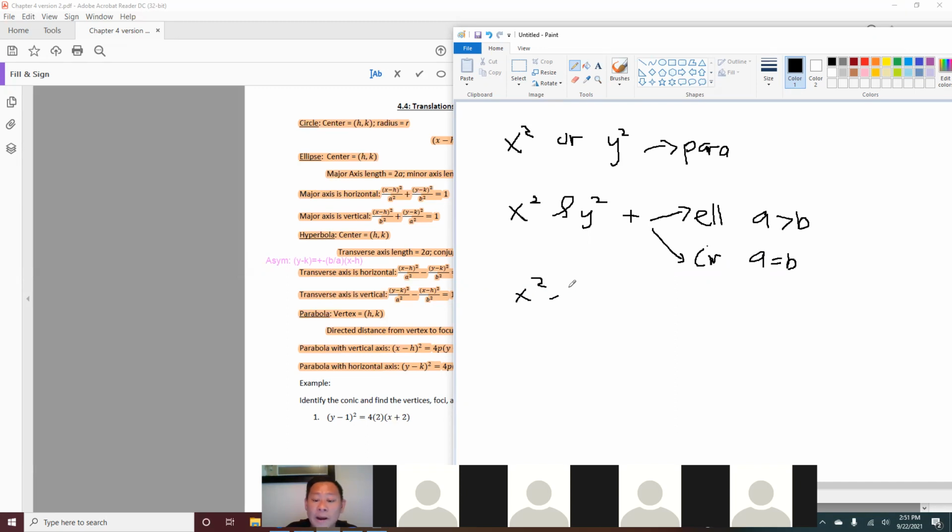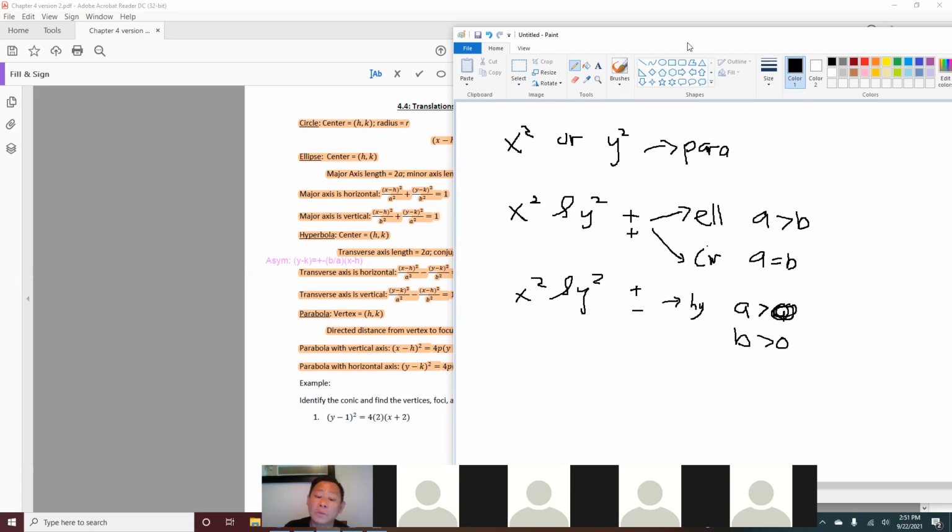And if you have x squared and y squared, but this time they are not both positive, one is positive and one is negative, then you will get yourself a hyperbola. In this case, the only thing is A has to be greater than 0 and B has to be greater than 0. So this is the only restriction. It doesn't have the restriction of the ellipse and circle in this case.